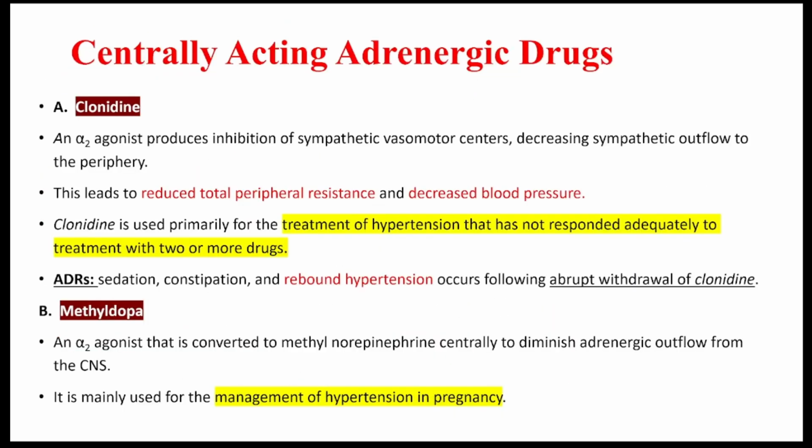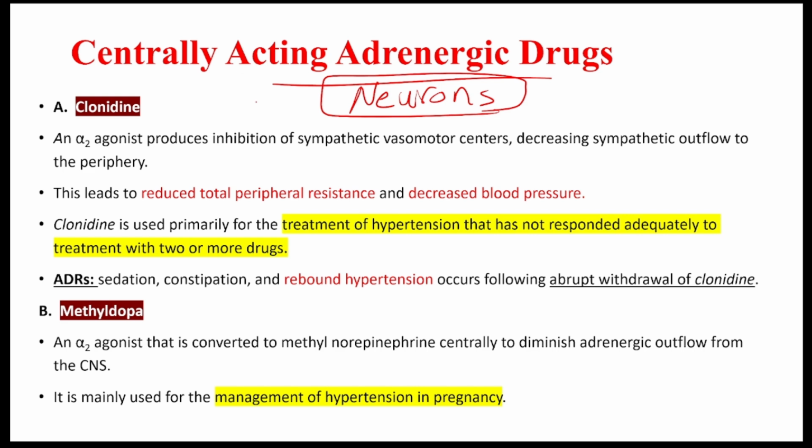Okay, moving to the next slide, we have 2 medications belonging to the centrally acting adrenergic system. Here we talk about neurons. We have clonidine, an alpha-2 receptor agonist. That means clonidine stimulates the alpha-2 receptor, which works on the Gi protein, and this will lead to the increased release of norepinephrine and activate the sympathetic system.